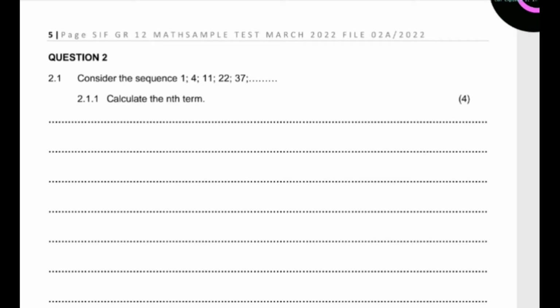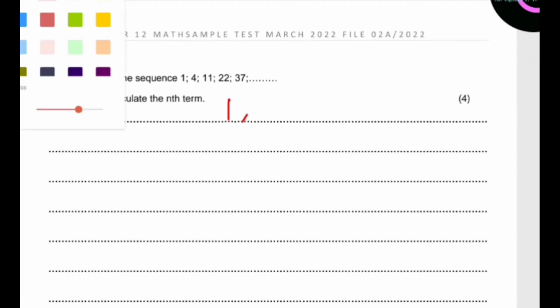Question 2, we're looking at a number sequence. Consider the sequence 1, 4, 11, 22, 37. They don't tell us what type of sequence it is, so we have to figure out what type of sequence this is. Okay? So, 1, let's use blue.